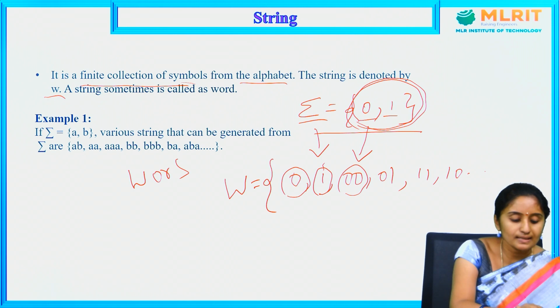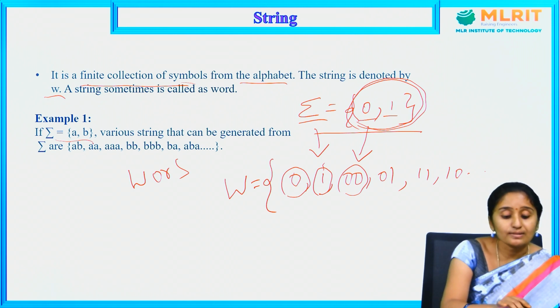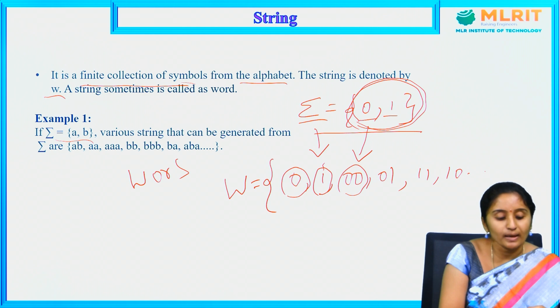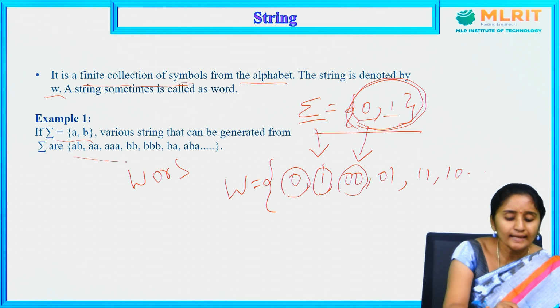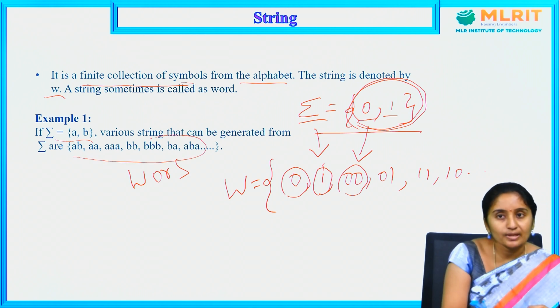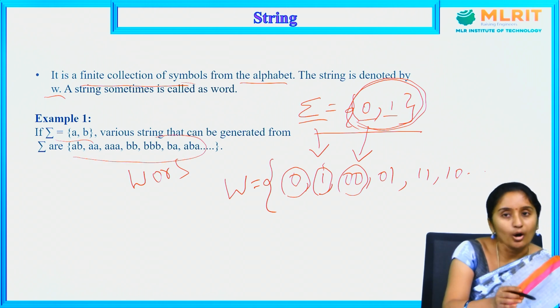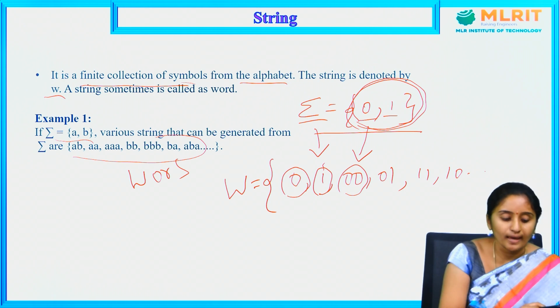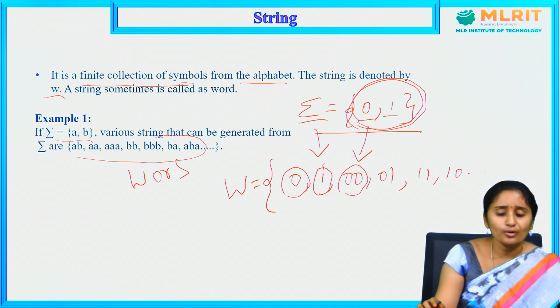See here, one example: sigma equal to {a, b}. Various strings I can generate from this sigma equal to {a, b}. a and b are the alphabet. From this alphabet I can write any type of strings, strings that start with either a or b. It's a combination of a and b. So this is what a string is.